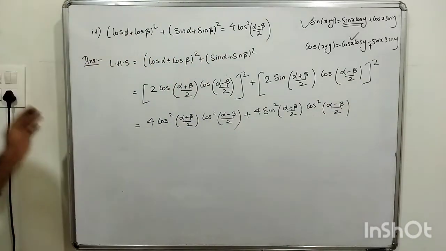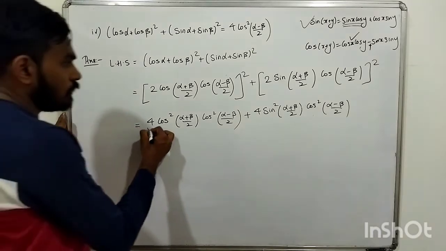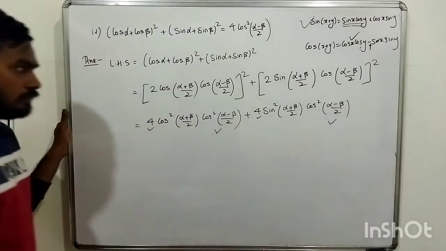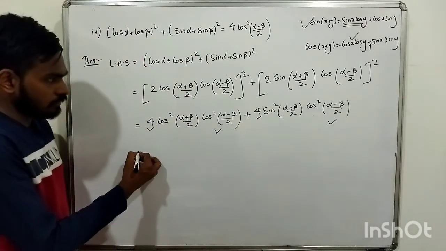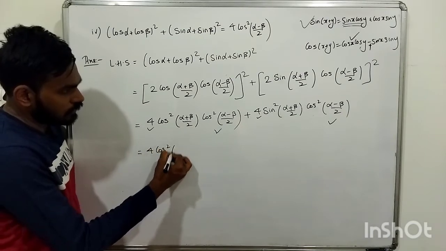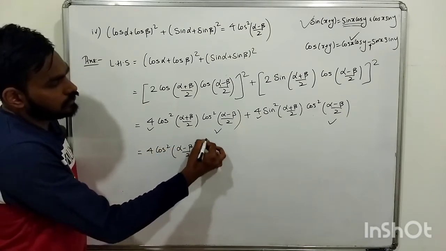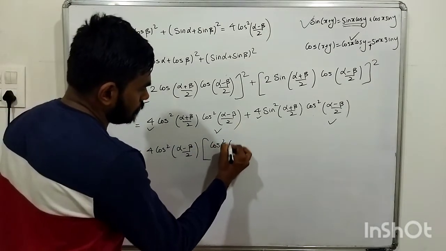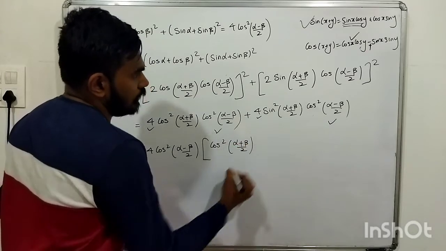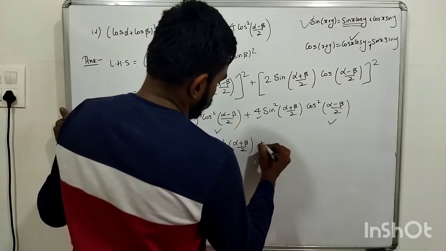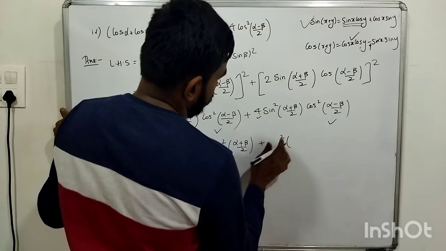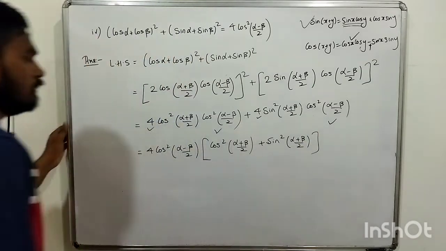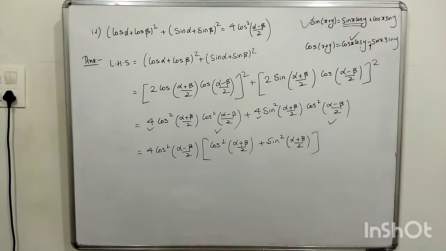Next, see what we can take common from this. We can take 4 common and cos square (alpha minus beta) upon 2 common. So what remains is inside. First 4 I'll take common out: 4 cos square (alpha minus beta) upon 2. See what remains in the brackets: cos square (alpha plus beta) upon 2 plus sin square (alpha plus beta) upon 2.